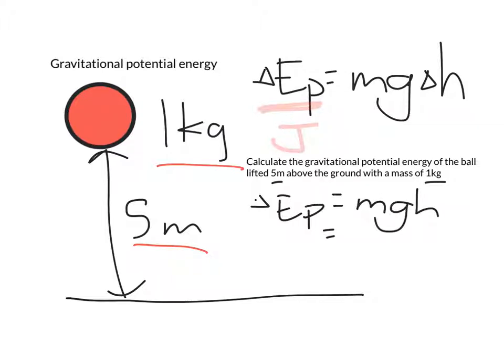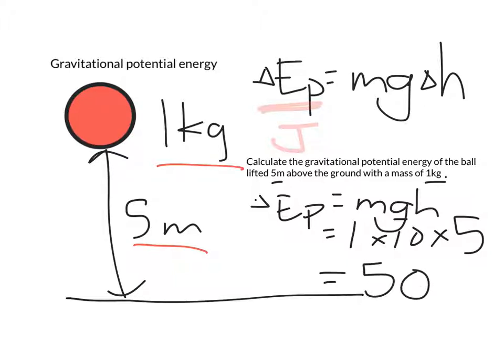Once you've got your variables, you just have to plug them into this equation, mgh. So the mass is over here, 1 times g, which we know is 10, times h is 5 meters. So 1 times 10 is 10, times 5 is 50. So we get 50. 50 what? Don't forget your units, 50 joules.